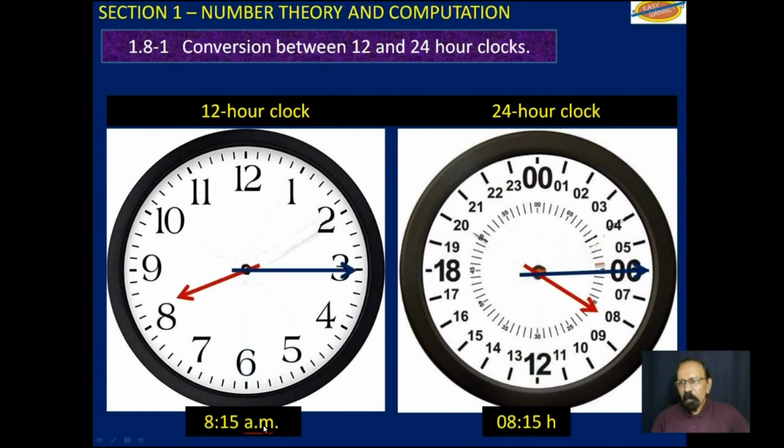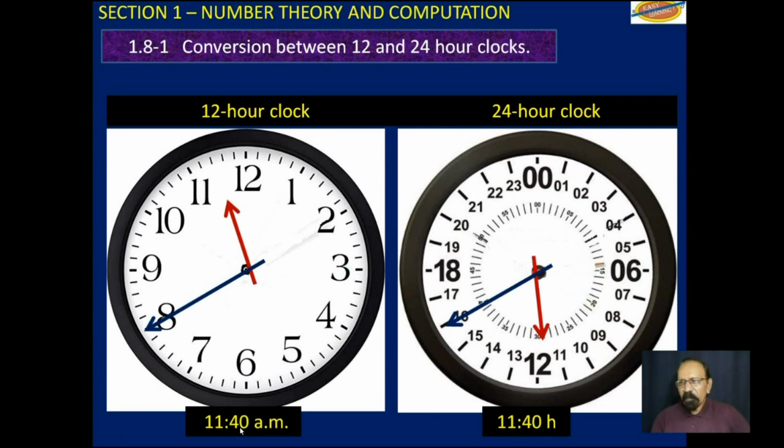8:15 a.m. on the 12-hour clock. On the 24-hour clock, it is 08:15 hour. So this is what it looks like here. So far, doesn't look too bad. There's not much difference between the 12-hour clock and the 24-hour clock, except the way it is written.